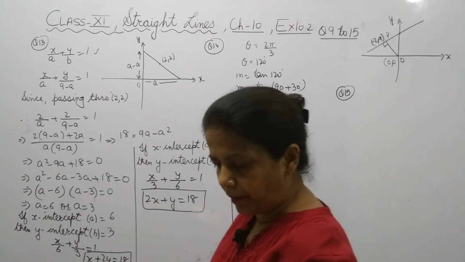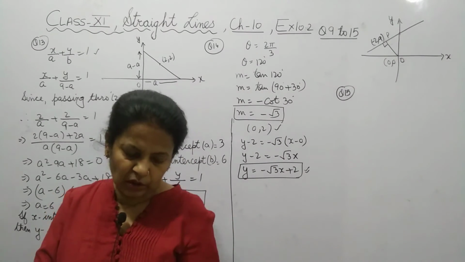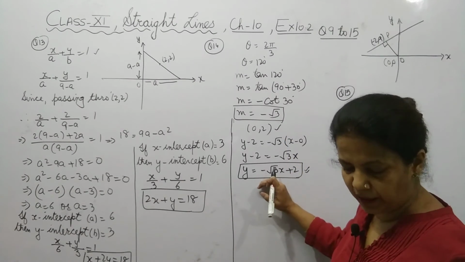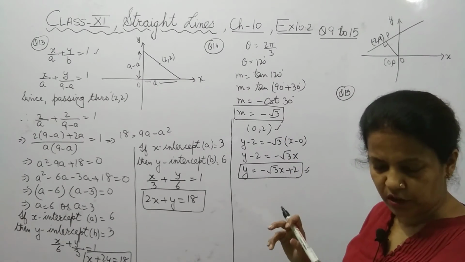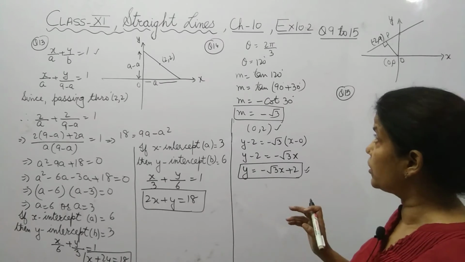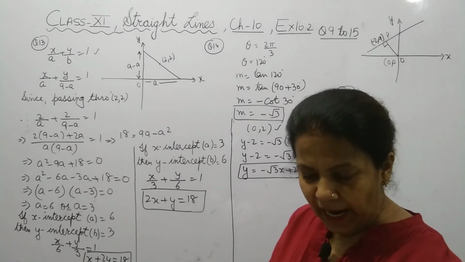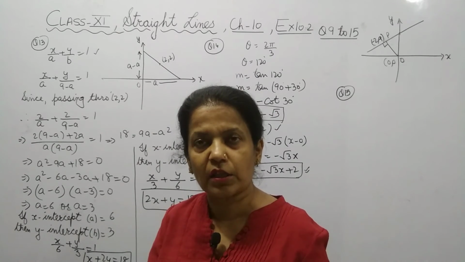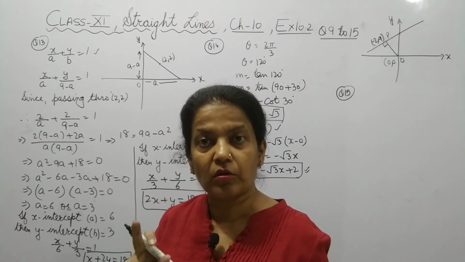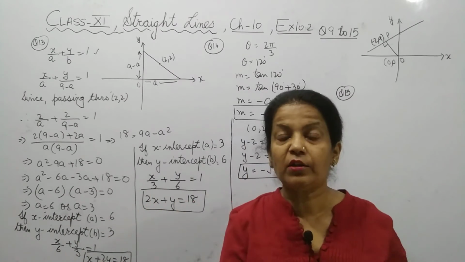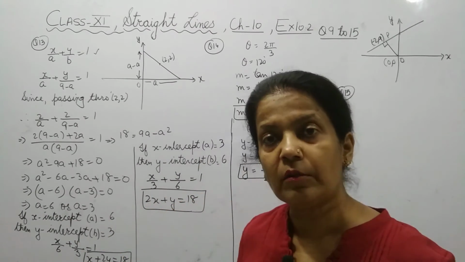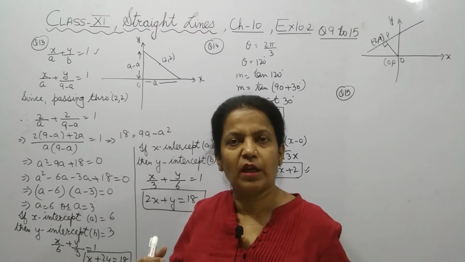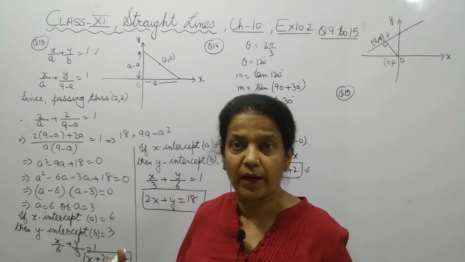It has one more part. Find the equation of the line which is parallel to it and crossing the y-axis at a distance 2 below the origin. Y-axis, so y-intercept. So what is the formula if y-intercept is there? The formula is y equal mx plus c. And below the origin it is saying, so the value of c is negative.